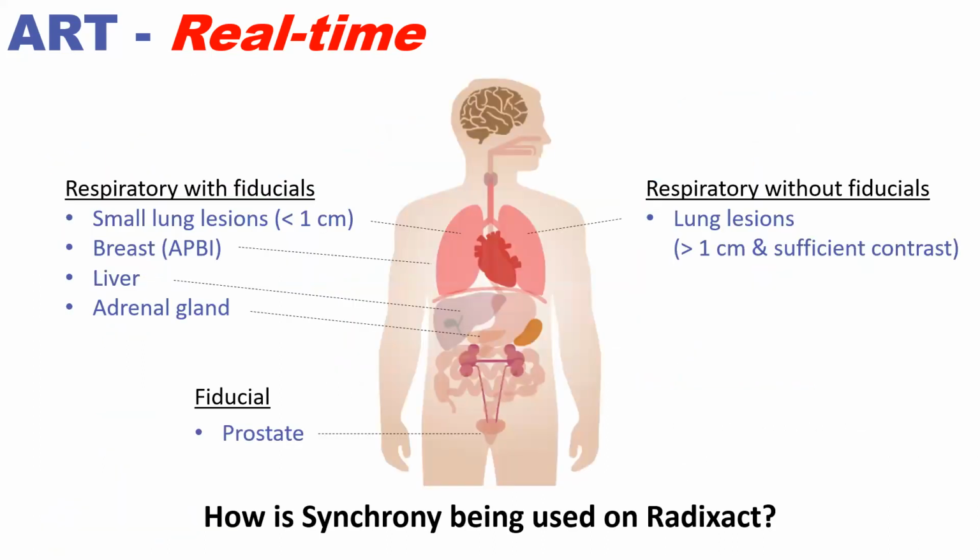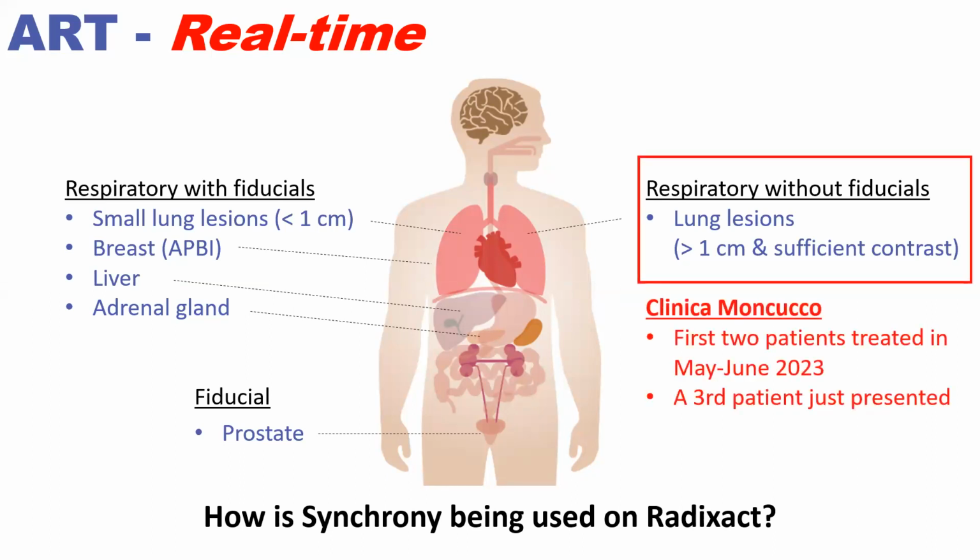So how is this being used in the real world? This is, from what I could verify, a list of what people are publishing and actually treating. There's a lot more that people are now experimenting with, but they aren't vendor approved, I would say, and probably still haven't completely integrated. But when you have nice, neat algorithms, people want to use them and help patients, and so that's what's being developed. This is what we started with in our clinic. We had our first 2 patients recently treated at the end of May, the beginning of June. And we just had our 3rd patient presented, who hopefully will be treated in the next couple of weeks. And so, respiratory without fiducials.